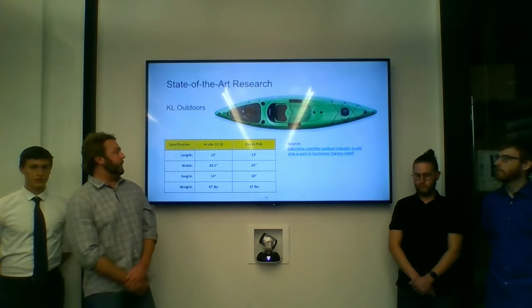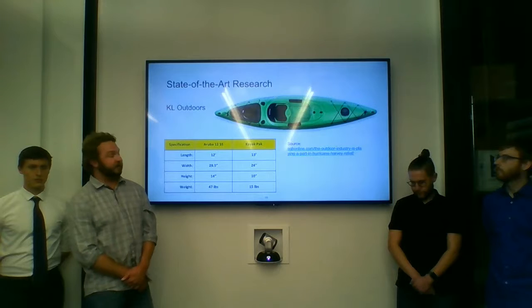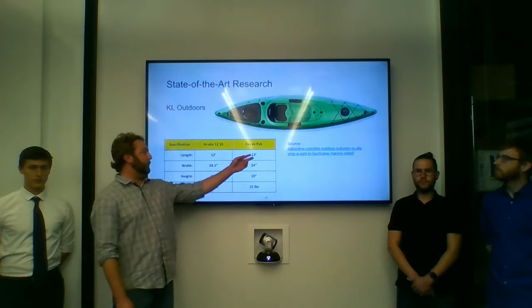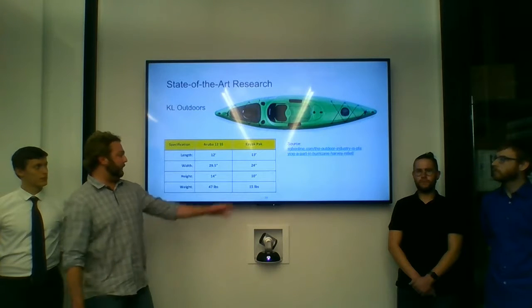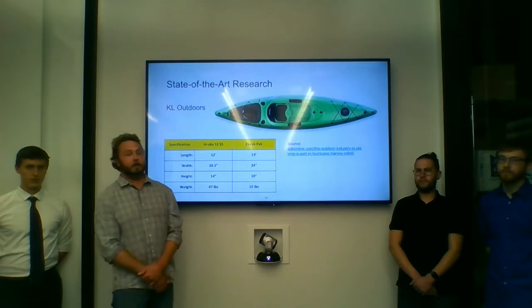This is how we compare to them when the Kayak Pak is assembled. Length, we are longer. Width, we're narrower. Height, we are shorter. And in weight, we are much lighter.